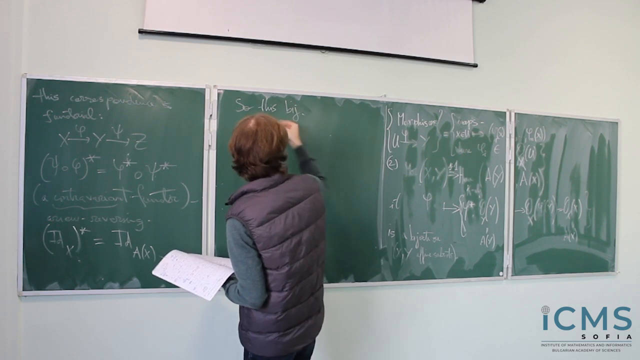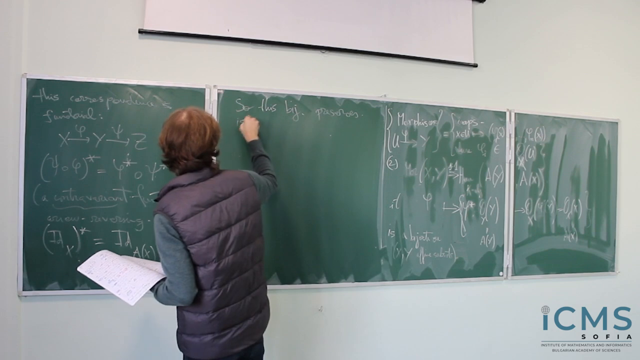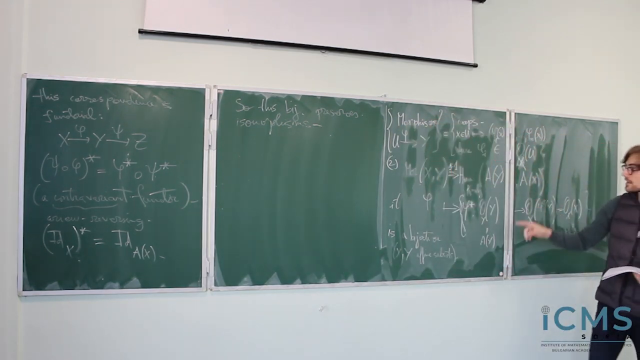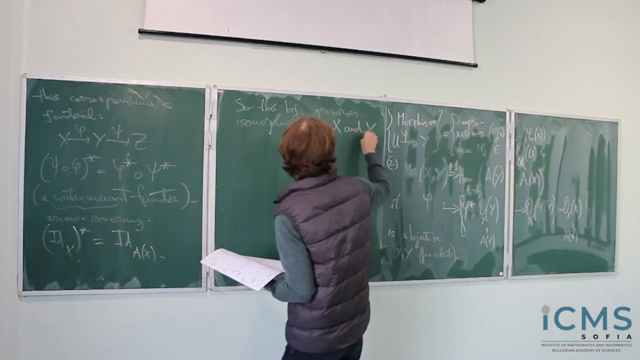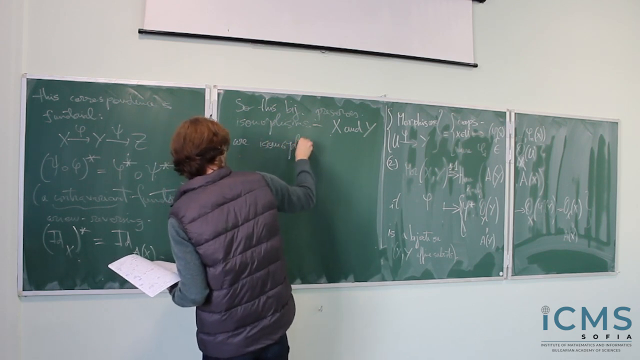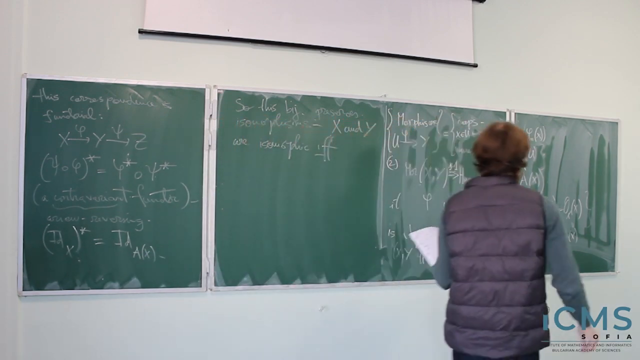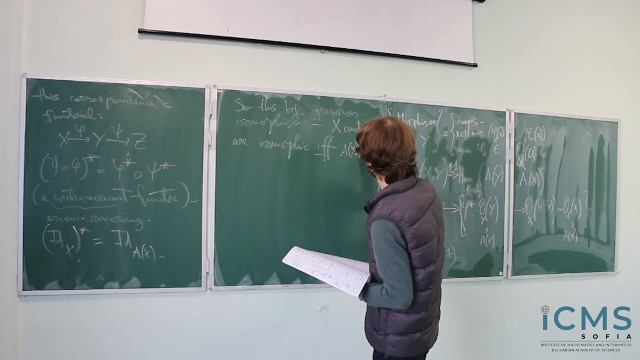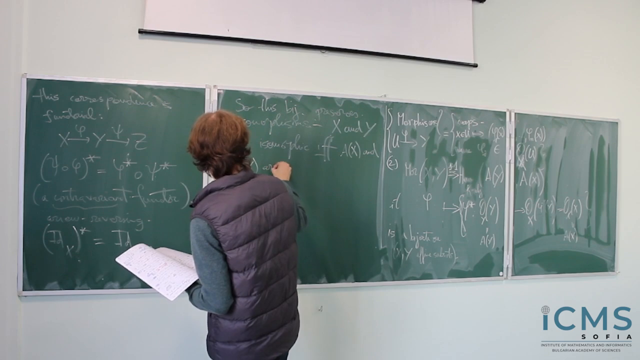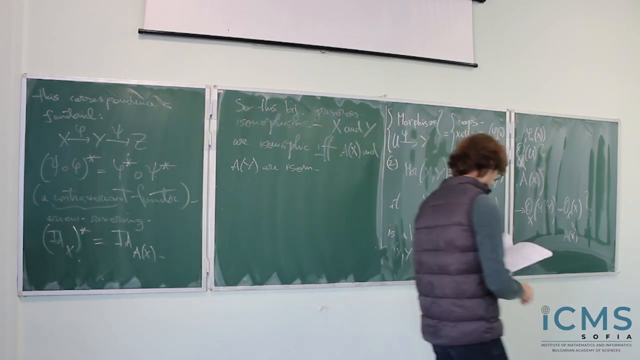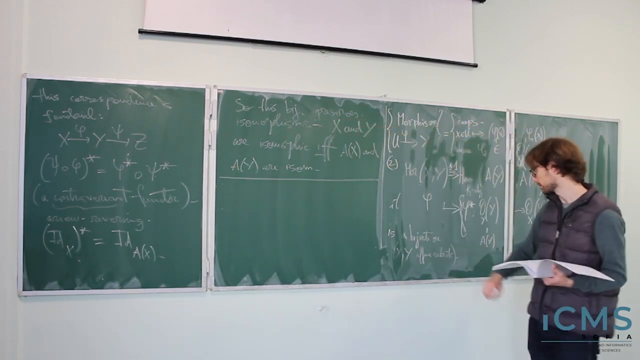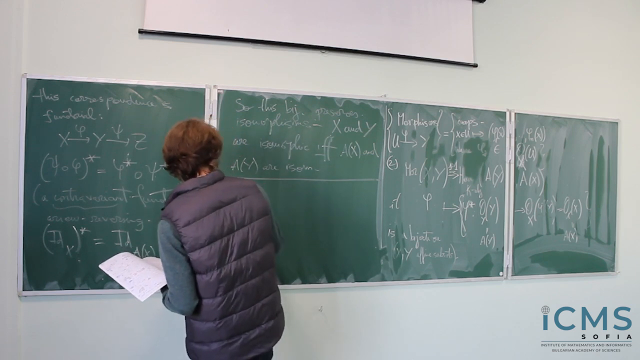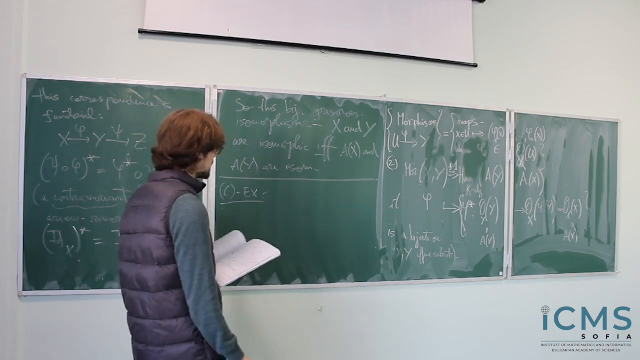So this bijection preserves isomorphisms. This means that X and Y are isomorphic if and only if we can establish an isomorphism between the coordinate rings A(X) and A(Y). Okay. So now we have the first counterexample, of some sorts, to what I said before: that isomorphisms are not bijective morphisms.